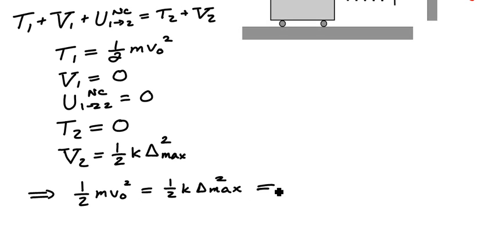So I can go ahead and solve this for K. And if I do so, I'll note first of all that the halves are going to cancel out. And so what I'll be left with here is that K is going to equal m times V0 squared divided by quantity delta max squared. From here you can plug in the numbers using the values that are given and you'll be good to go.